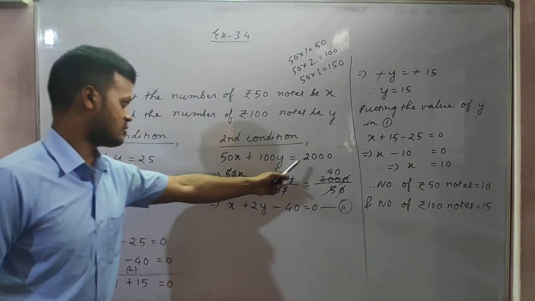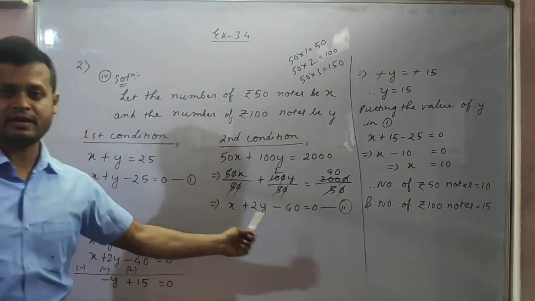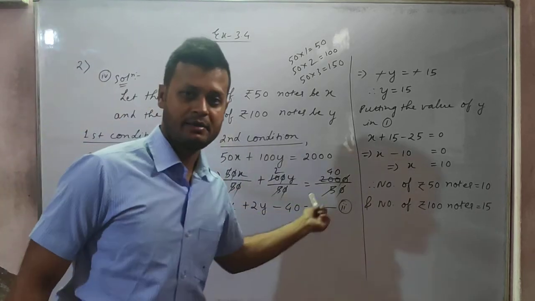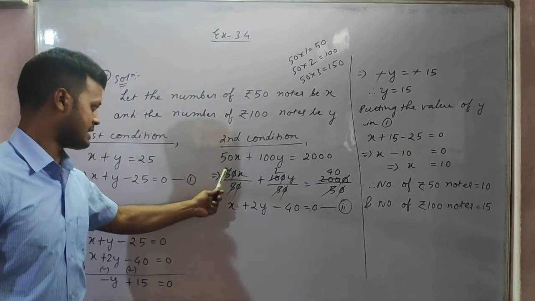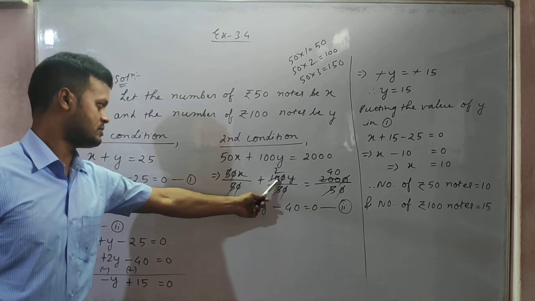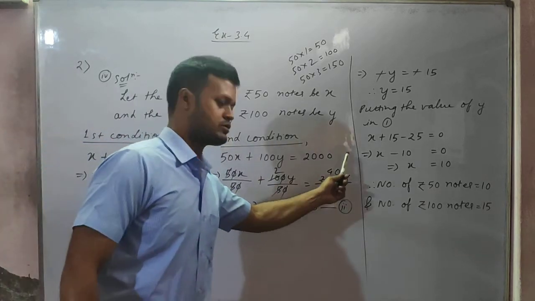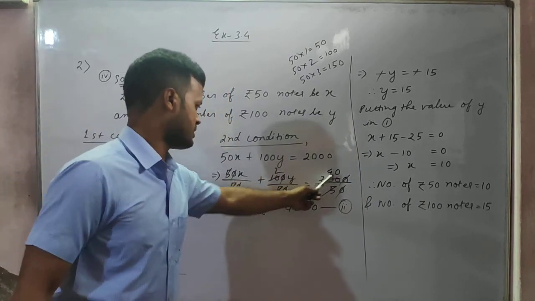So 50x plus 100y is equal to 2000. I am dividing both sides by 50. The 50s cancel on this side, and with this 50 you cancel 100 two times. With this 50 you cancel 2000 forty times. The 40 you bring to the left hand side.